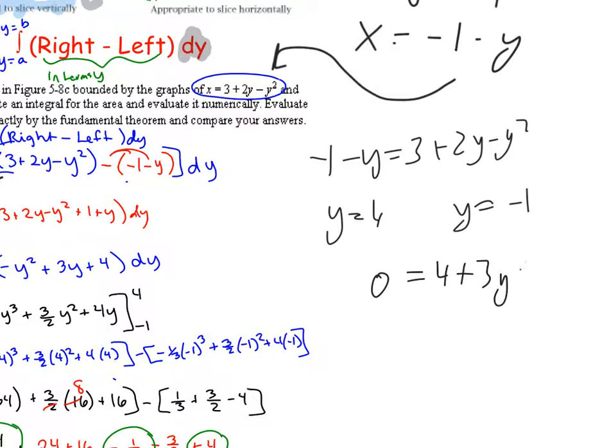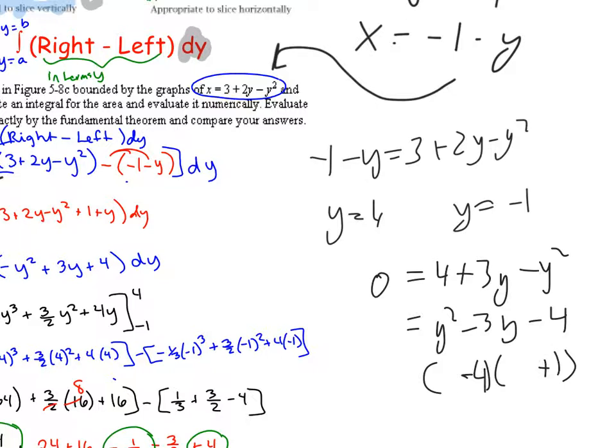And then you're going to have minus y squared. We switch it up a little bit, turn into y squared minus 3y minus 4. And two numbers that multiply to give you -4 and add to -3 would be -4 and +1. So you have y minus that and y plus that. Okay, so you would end up getting y equaling 4 from this one and y equaling 1 from this one.